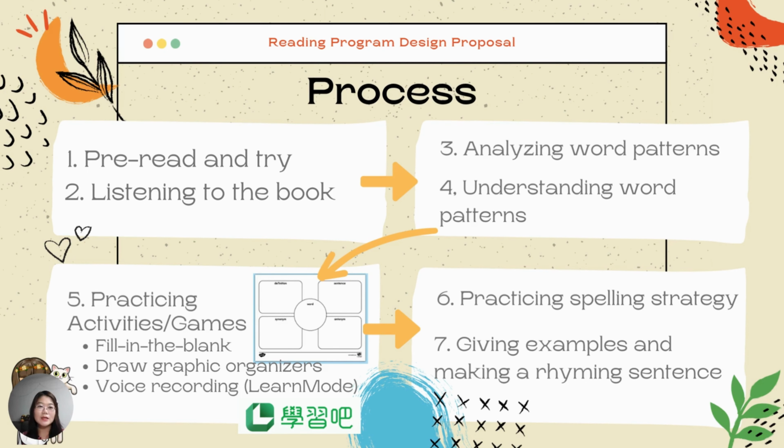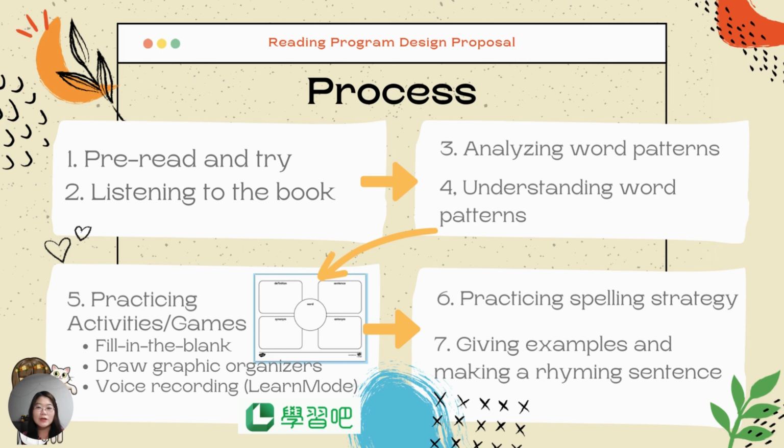And here is my process. Before I give them the text or teach them the lessons, I want them to have the pre-reading text and let them try, which means they need to read it aloud. And the second, they need to listen to the audiobook or the picture book or the video. And then I want them to analyze the word patterns on their own. And later on, I'll tell them how to analyze the word patterns, to help them understand it.